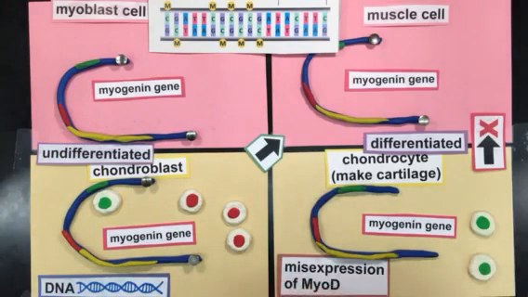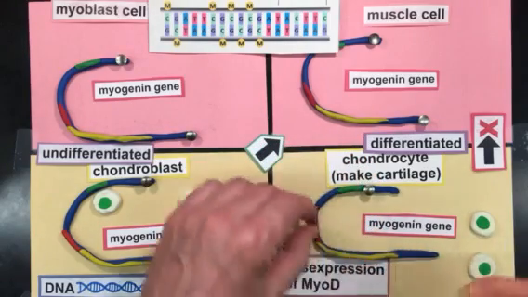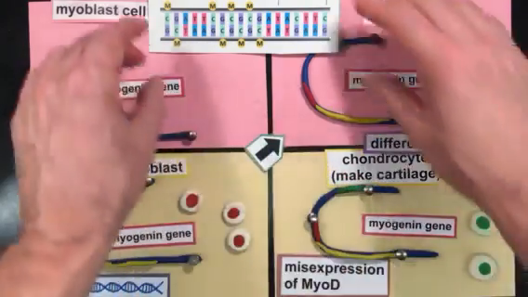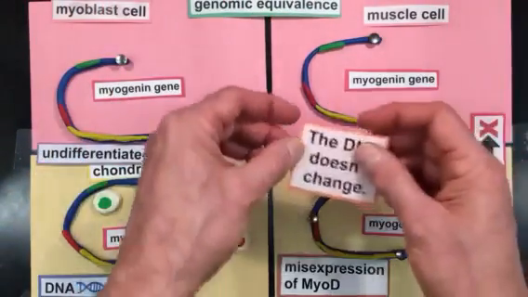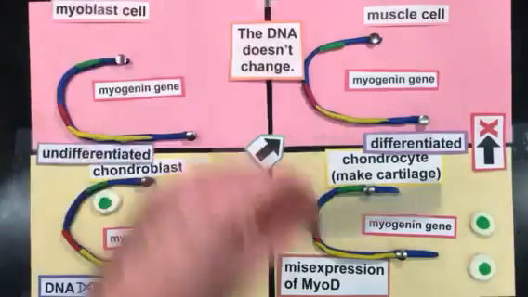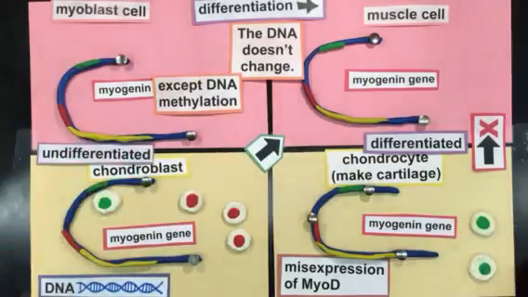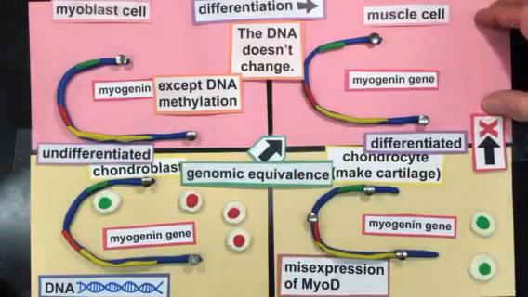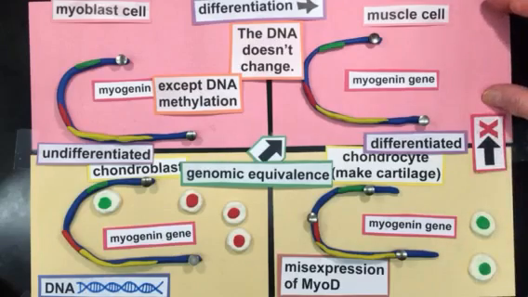Then, in the chondrocyte, one of the reasons it's thought that no myogenin is made is because the myogenin gene has become methylated during differentiation. And so although the DNA doesn't change during differentiation, DNA methylation patterns do. The idea is that differentiated cells still have genomic equivalence, and that means the muscle cell has the genes to make cartilage, but it's not using them.